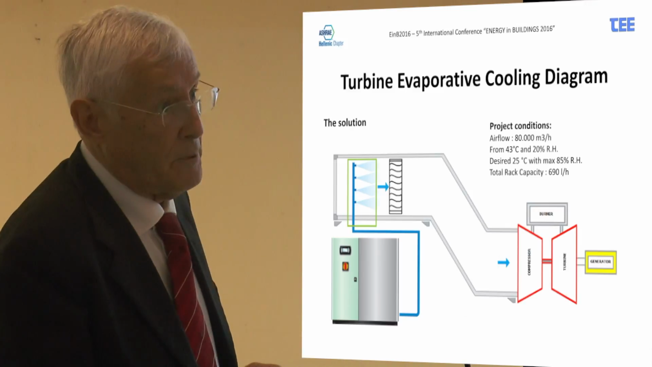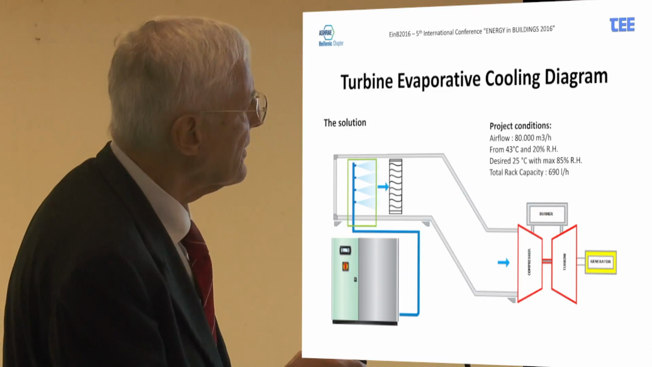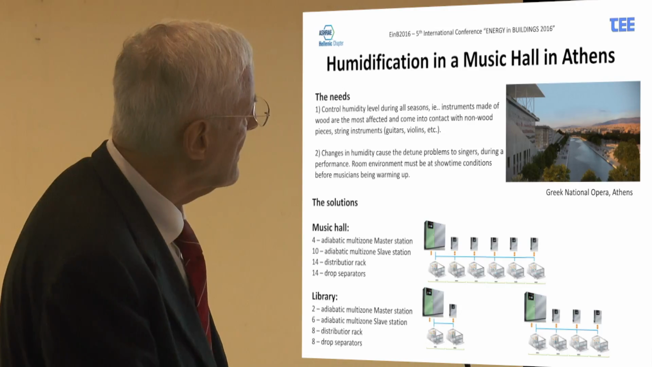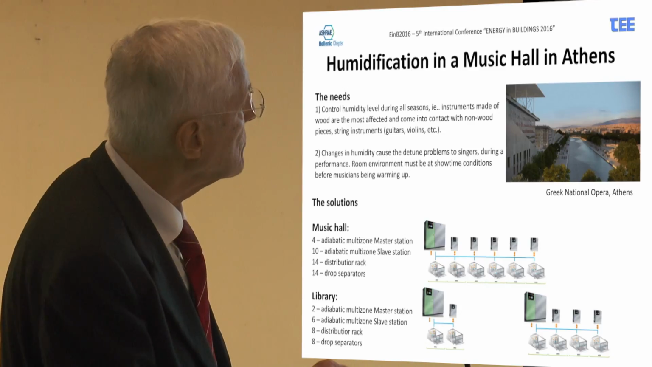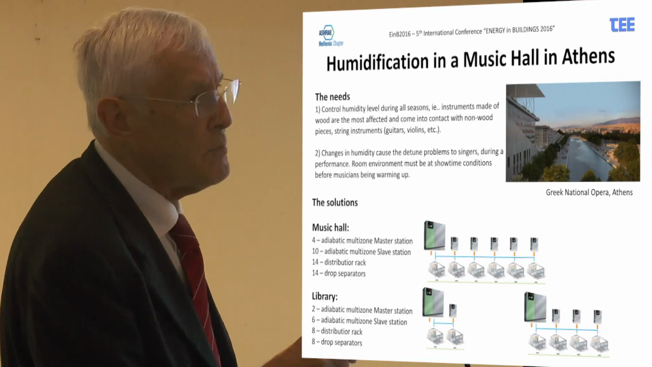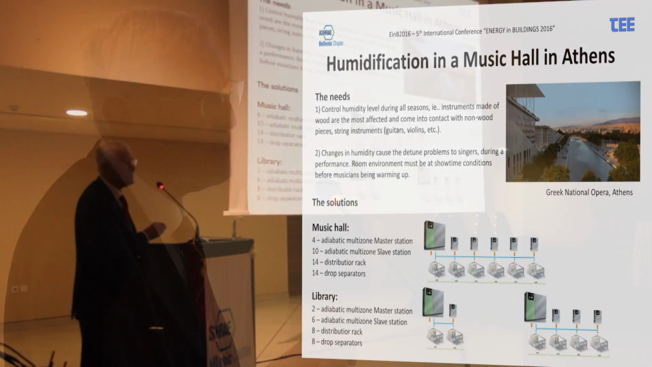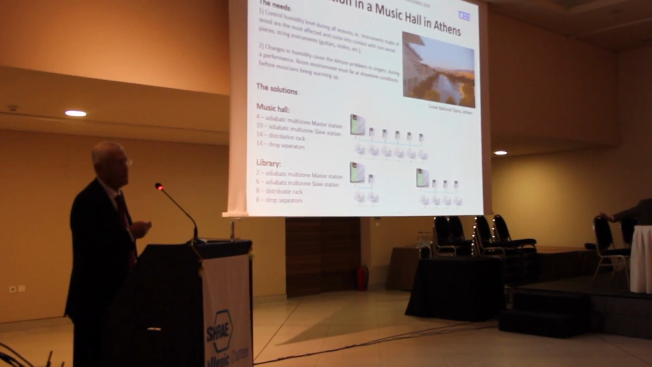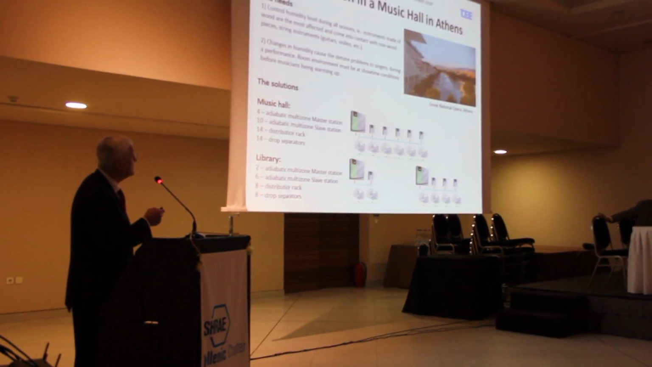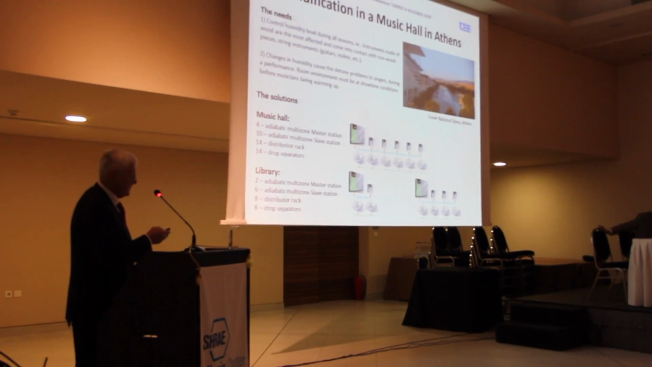The last 2 examples, one which is very close to you, this is the Greek opera, in which some pumping stations with high-pressure atomizing systems have been installed to control the humidity and to keep it high enough in order to protect the health of the singers and of the audience, and also to prevent damage to the wooden instruments.